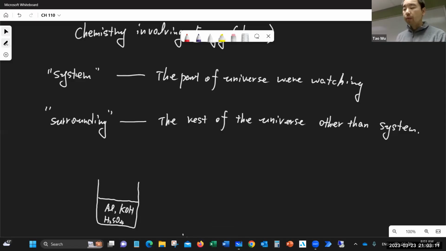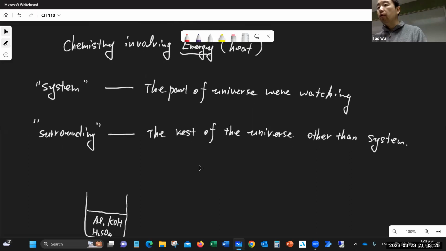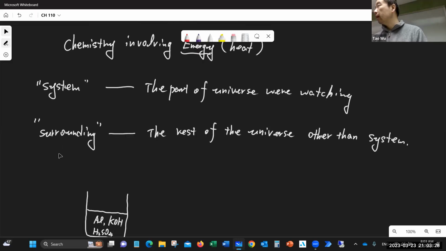Let's just review what we learned last time. Last time we talked about thermochemistry, talk about heat. We talk about some of the concepts. First of all, the system and the surrounding. System is the one that we're looking for. We're watching the space or the universe we were watching, and surrounding is the rest of this, not including the system. So system and surrounding is coupled.